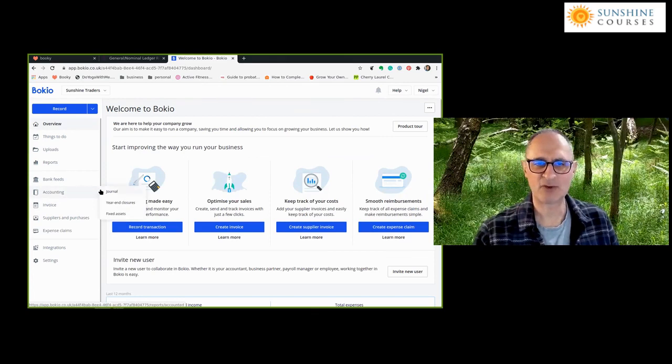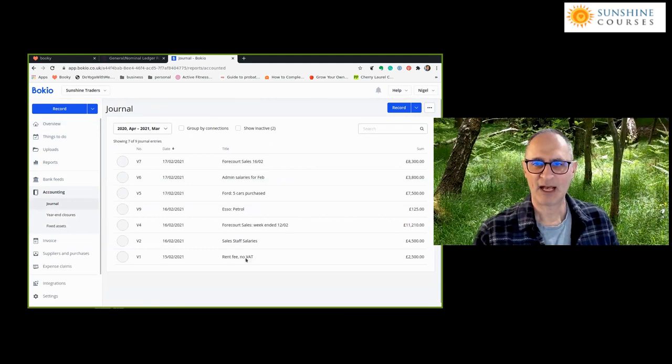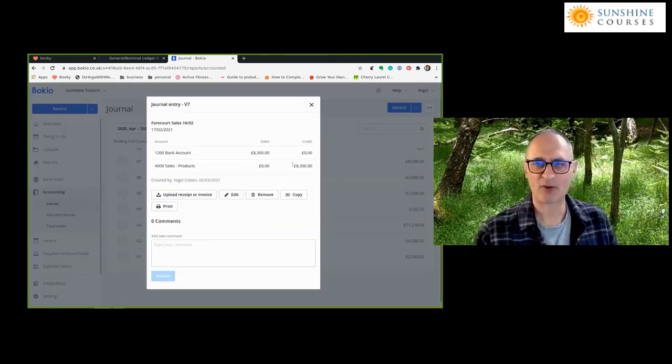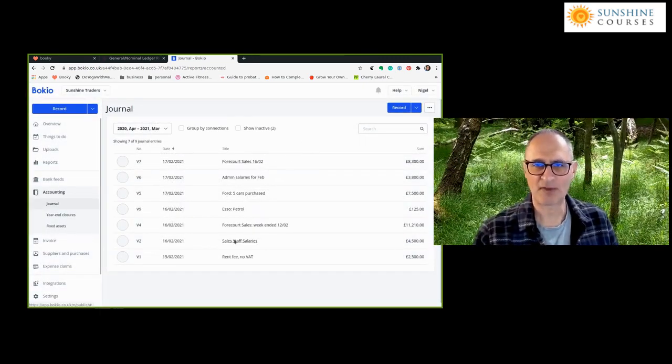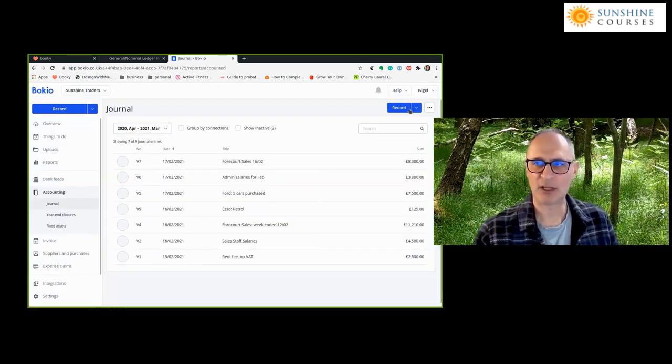And in accounting, there are 3 sub-entries. One of them is a journal. And I've already entered all the transactions as I did beforehand from the example. So with forecourt sales, for example, if I click on this, I've entered it as a single journal: debit bank, credit sales. And similarly, remember the staff salaries of £4,500, I credited bank, debited wages. And if I wanted to enter a new journal, I simply click on record.